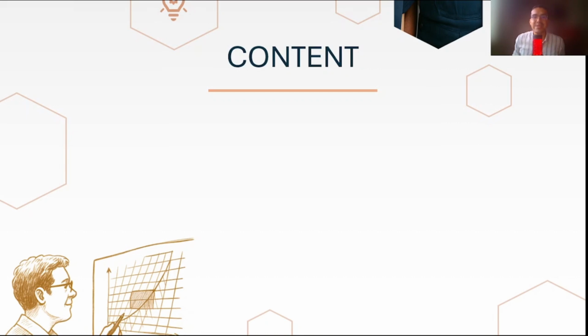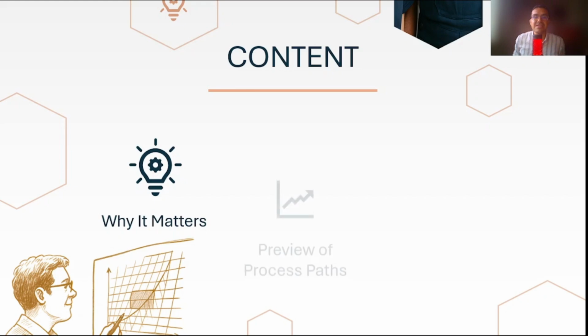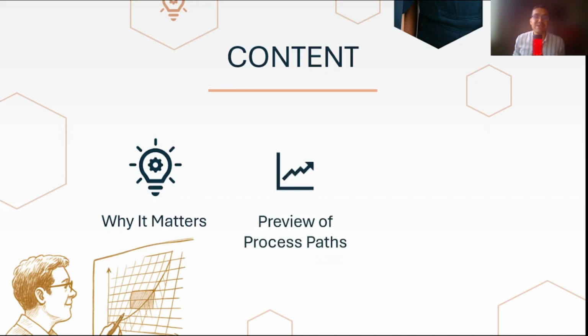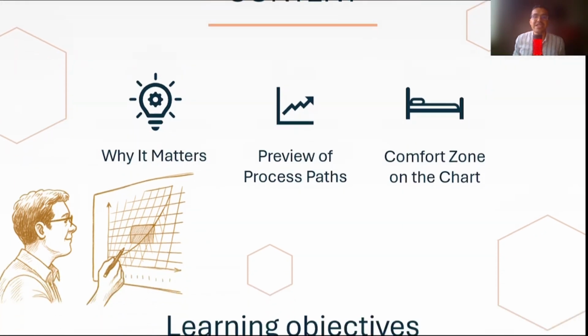In this video we'll explore three essential aspects of HVAC processes on the psychrometric chart. First, we are going to talk about why understanding the chart matters for HVAC diagnostics and design. Then a preview of the characteristic paths for each process, and last, how these paths relate to the human comfort zone defined by ASHRAE. Each of these will help you to read the chart like a designer.